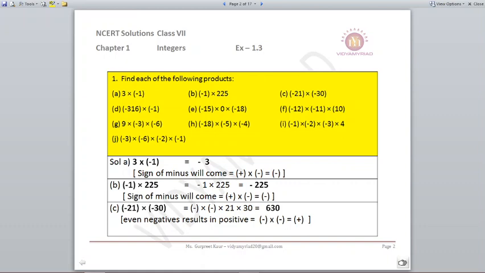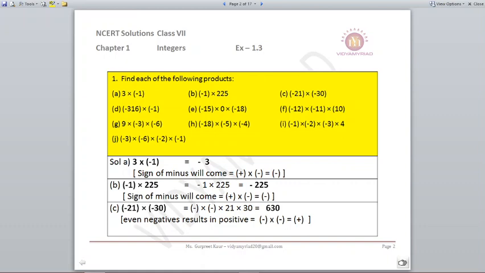Now if you see number 1, 3 into minus 1. 3 into 1 we will do, that is 3, and we will put a minus sign because plus minus is minus, or when there is one negative sign in the multiplication we will put a minus sign. Second case, minus 1 multiplied by 225. Answer, 1 into 225 is 225. Minus plus is again minus, we need to put the minus sign.